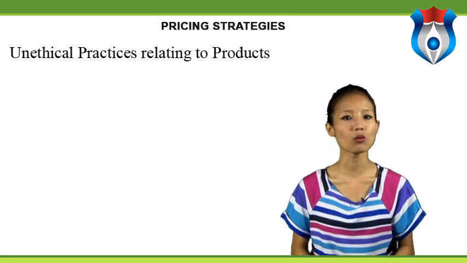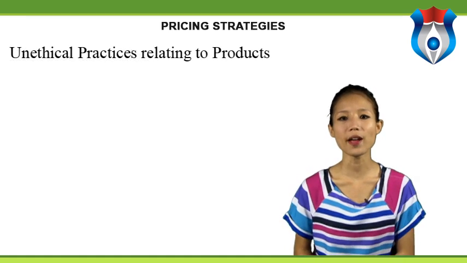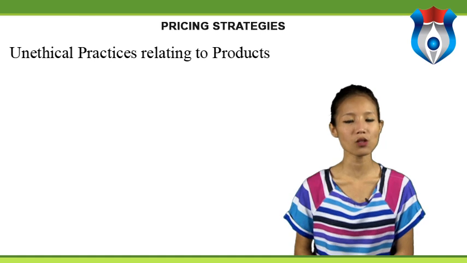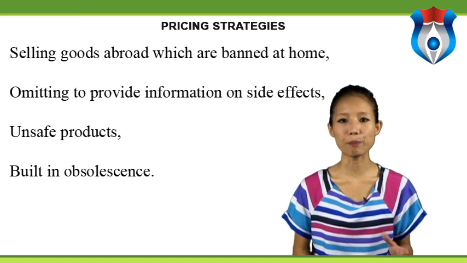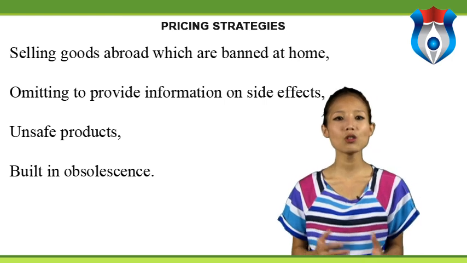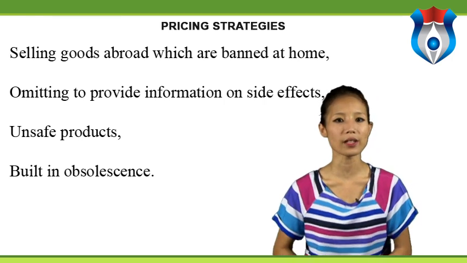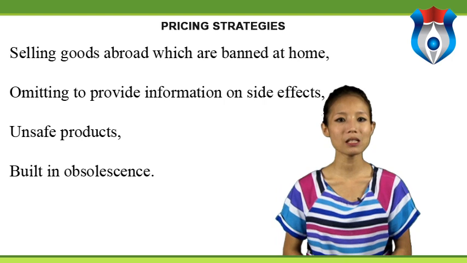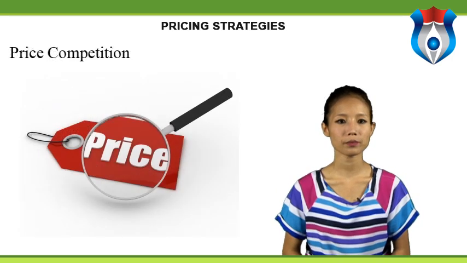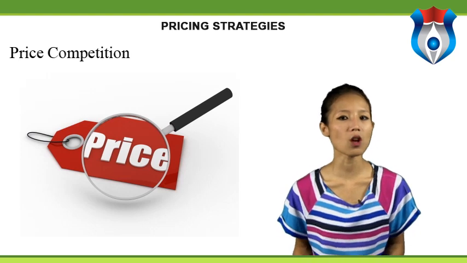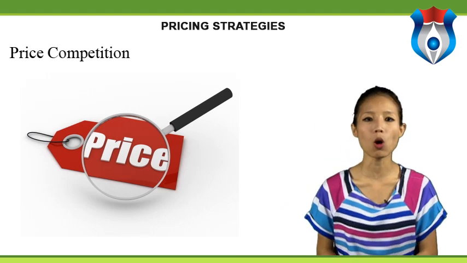Unethical practices relating to products. There are a few points related to unethical practices related to products. For example, selling goods abroad which are banned at home, omitting to provide information on side effects, unsafe products, built-in obsolescence. Price competition. There is tremendous price competition in free market economies all around the world.